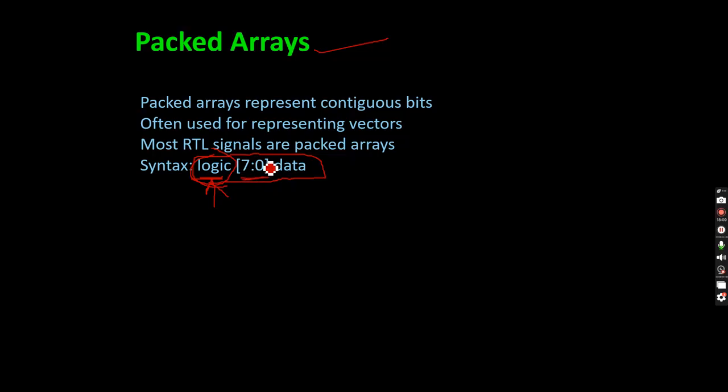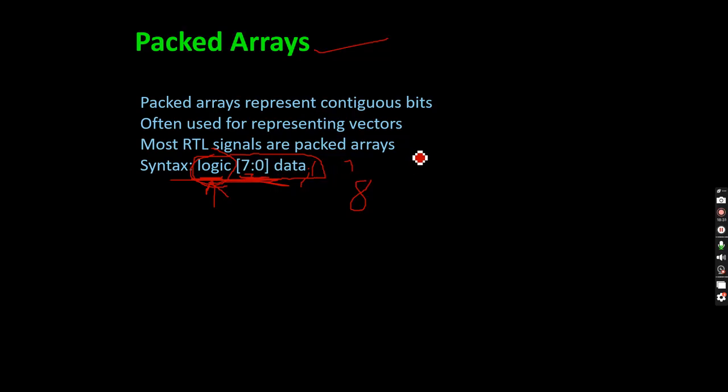After that we are using [7:0]. So now data is a variable which is able to store 8 bits of data, and it is a packed array. If the range is on the left side, before the variable, it is called packed. But if the range is on the right side, after the variable, it is called unpacked.